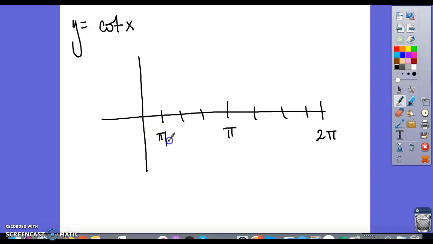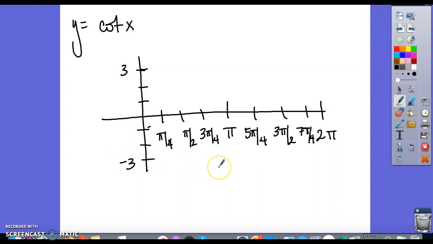This is pi over 4. This is 2 pi over 4, which is pi over 2. This is 3 pi over 4. This is 4 pi over 4, which simplifies to pi. This is 5 pi over 4. This is 6 pi over 4, which simplifies to 3 pi over 2. This is 7 pi over 4, and this is 8 pi over 4, which simplifies to 2 pi. Okay, so that might make it a little bit easier when you're writing out those critical points.